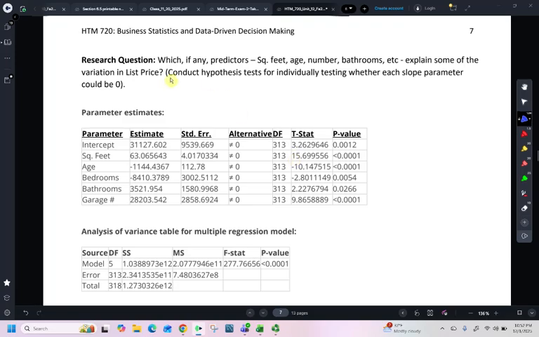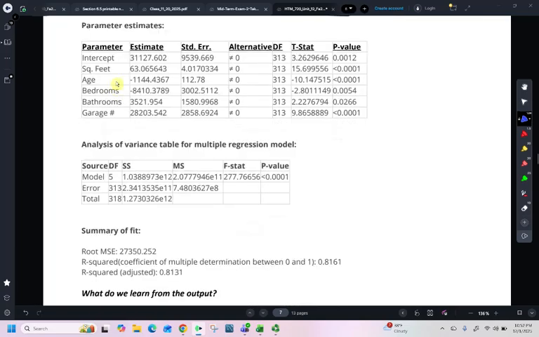So, if we have another research question, which is: which, if any, of these predictors, square feet, age, number of bathrooms and bedrooms, is really helping us explain some of the variation in list price? That means we would like to conduct a hypothesis test for individually testing whether each slope parameter could be zero. One of the ways we can do that is to look at each of the independent variables and their respective p-values.